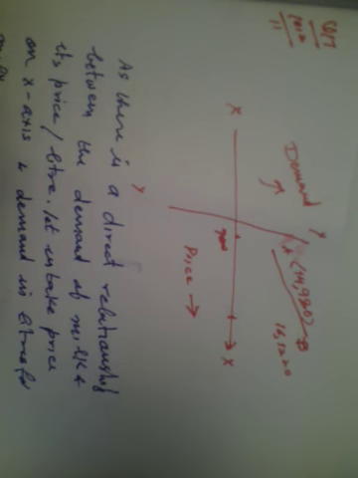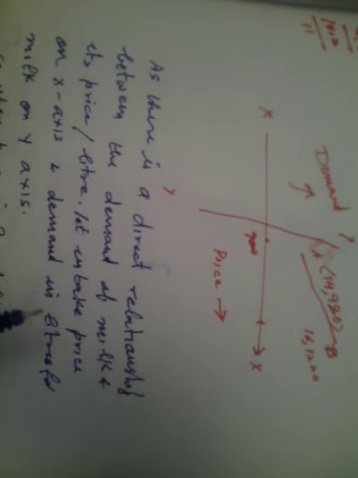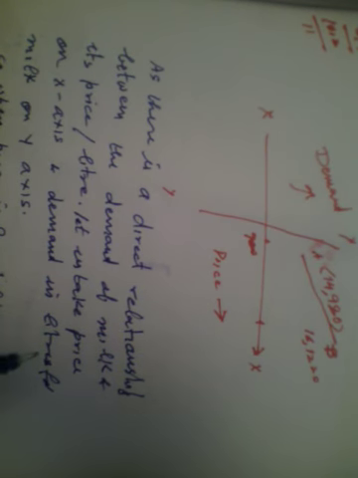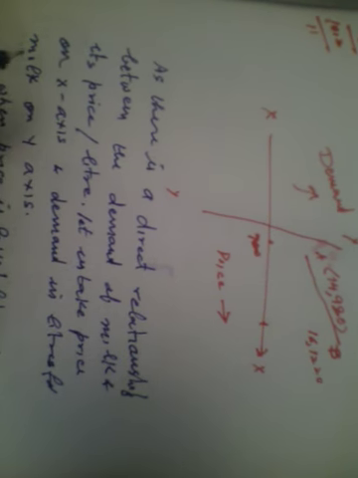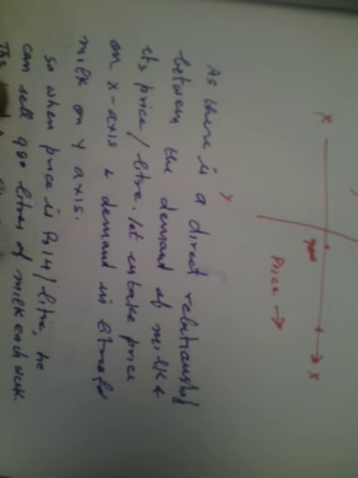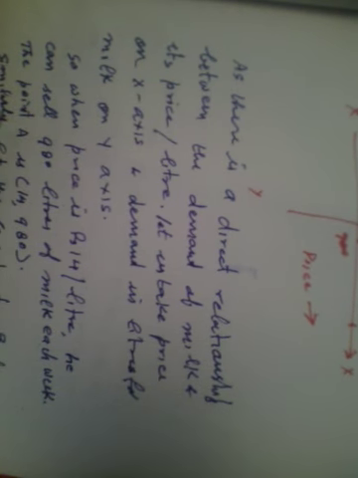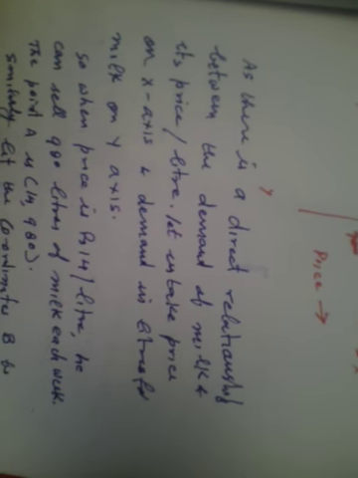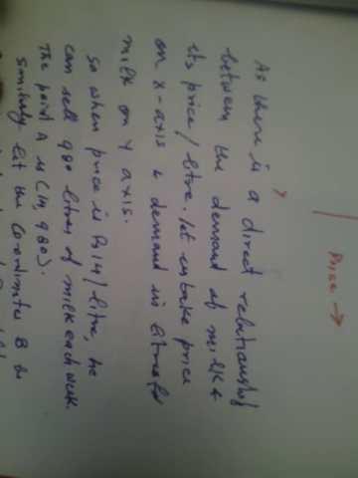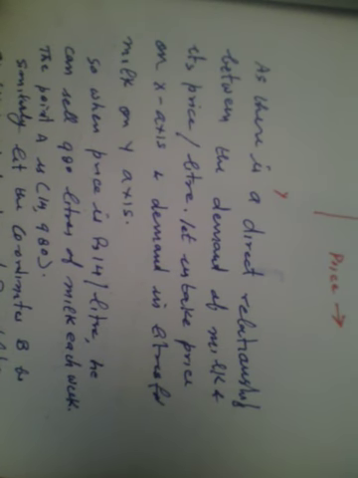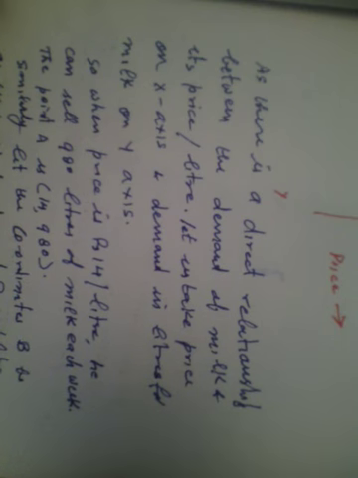As mentioned here, there is a direct relationship between the demand of the milk and its price per liter. So let the price be on the x-axis and demand be on the y-axis. When price is rupees 14 per liter, he can sell 980 liters of milk each week. So let this be point A. Coordinates of point A are now (14, 980).